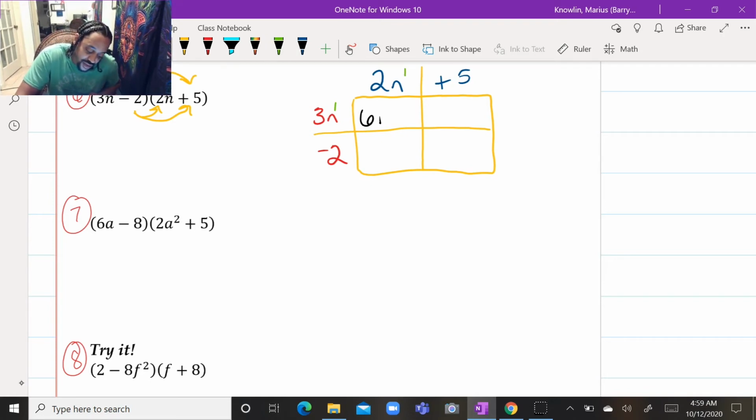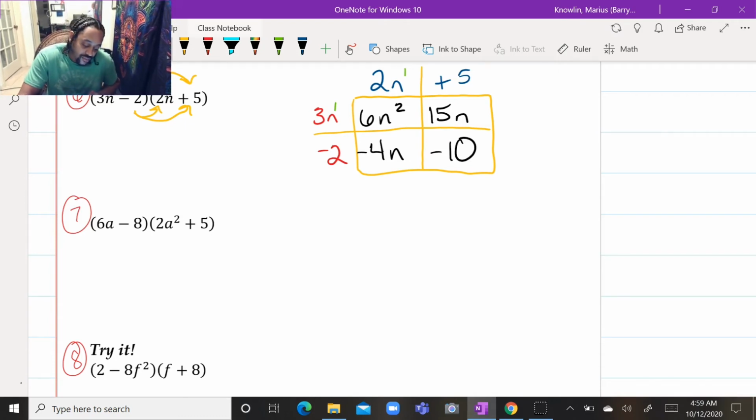So that's going to be 6n squared. Then we do 3 times 5, which is positive 15, and the 5 doesn't have an n, so we just bring the n from the 3n. Then we do negative 2 times 2, which is negative 4, bring down the n. Then we do negative 2 times positive 5, which is negative 10.